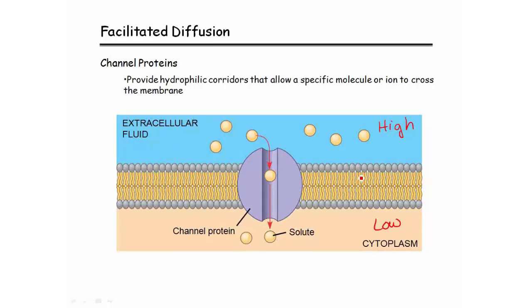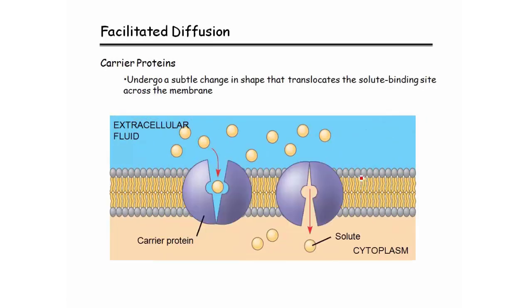We can also use carrier proteins to do the same thing. In this one, we still have a high concentration of molecules on the outside and a low concentration on the inside here, and they want to move high to low. We simply provide a way for them to get across that membrane. So we're binding them on the high side, we're releasing them on the low side. So here we've had a few examples of passive transport.